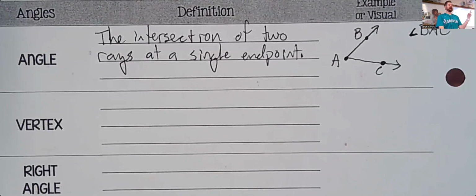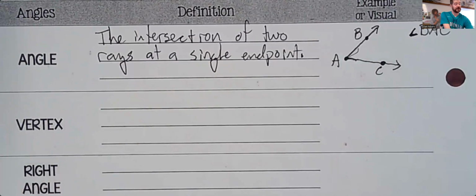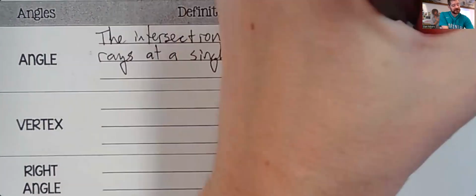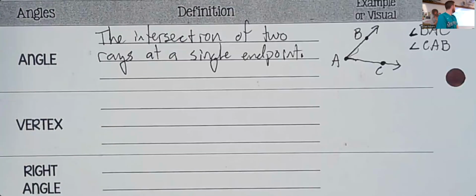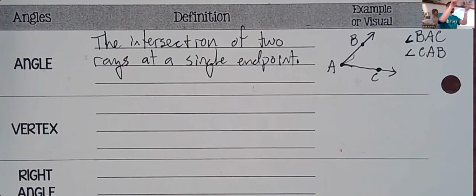Those are the only two possibilities. If you change the order of the letters after that, you're no longer talking about the angle that's right here. You're talking about a different angle. So that would be angle CAB. So two possibilities for naming that particular angle. Whenever you name an angle, use the symbol for angle. Kind of like we have the symbol for segment or line or ray. We also have a symbol for angle.